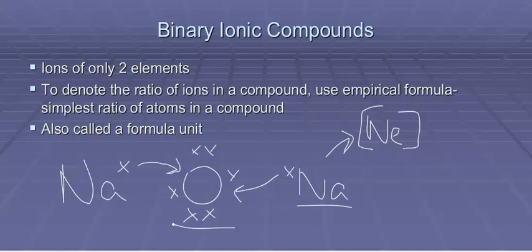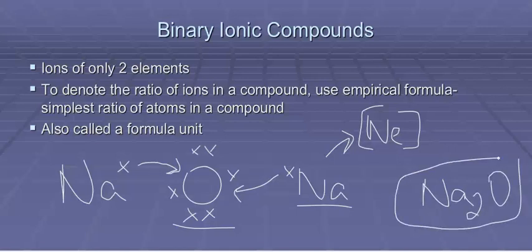The empirical formula for this would be 2 sodium for every 1 oxygen. So this is my empirical formula. Metals tend to lose electrons. Nonmetals tend to gain electrons. And that's always the case. Let me go through one more example.